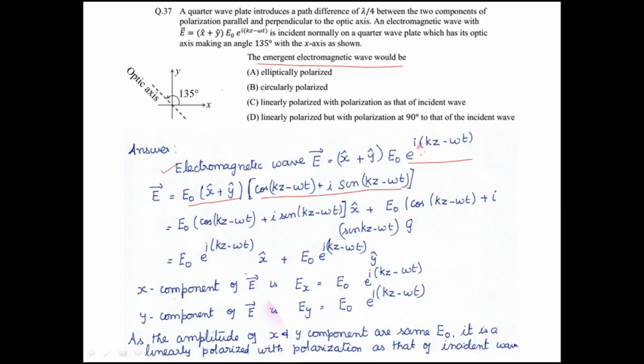Now we have the x component and the y component of the electric field. We will write the magnitudes of the x component and y component. That is, E of x is equal to E naught e power i(kz minus omega t), and the y component magnitude is E naught e power i(kz minus omega t). Now if you see the x component and y component, the amplitudes are the same. If the amplitudes are the same, the wave is linearly polarized with polarization as that of the incident wave. So the answer is option C.